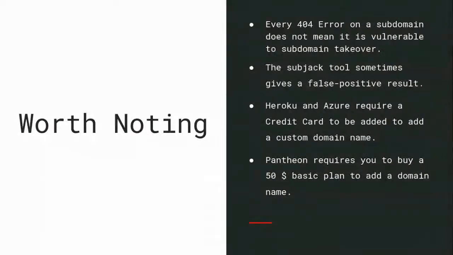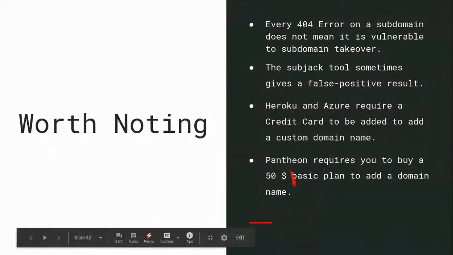Okay. The subjack tool sometimes gives a false positive result. So you can't completely rely on the tool. Automation is not the only check that you have to do. You can check manually too. Okay. And Heroku and Azure require a credit card to be added to add a custom domain name. So you need a credit card to access a particular service. One more service that I had found is called Pantheon, and Pantheon is also a cloud service, and there were a lot of vulnerable subdomains that I had found, but it requires a $50 basic plan to add a custom domain to that particular application. Yeah, so that wasn't possible.